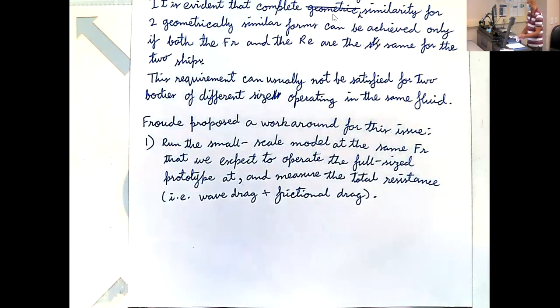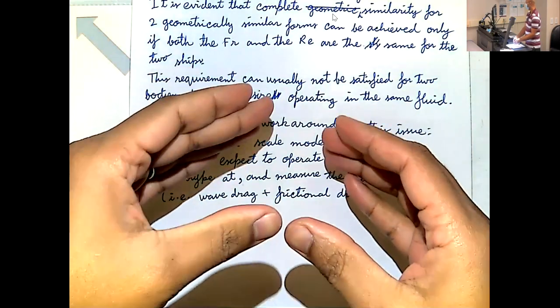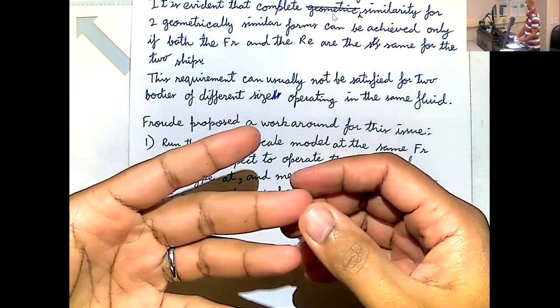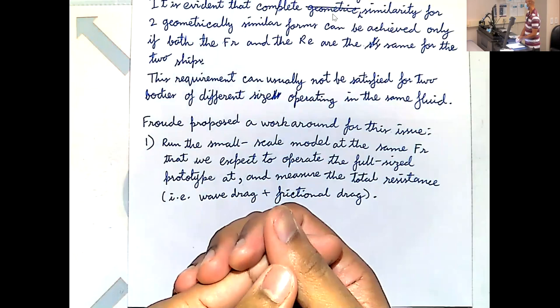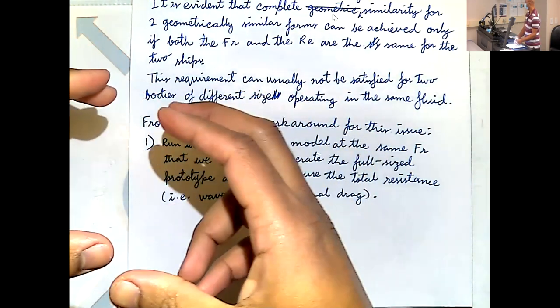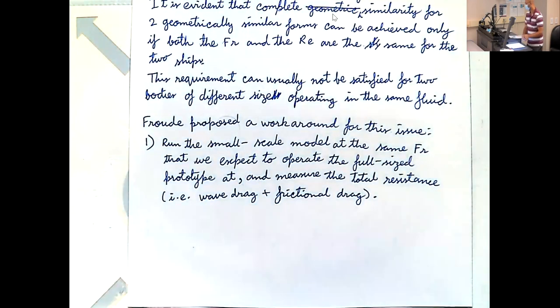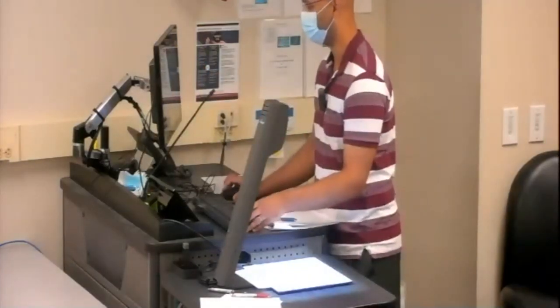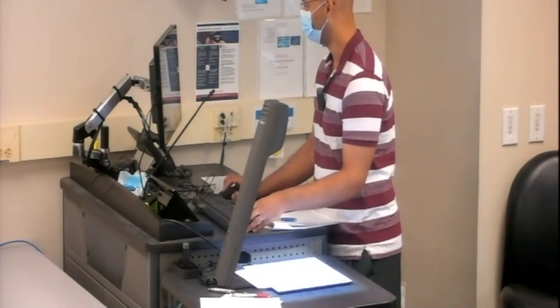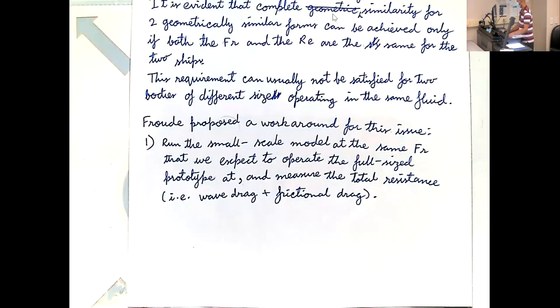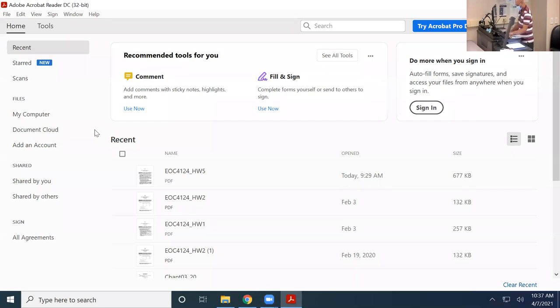So you basically mount your model onto, let's say, a sensor, and either you make your boat move forward or you make the flow go past the boat, okay? And for ships, it's usually preferred to tow the boat, not to just make the flow go past the boat. I think I showed you this a while back, but let's take a look again.